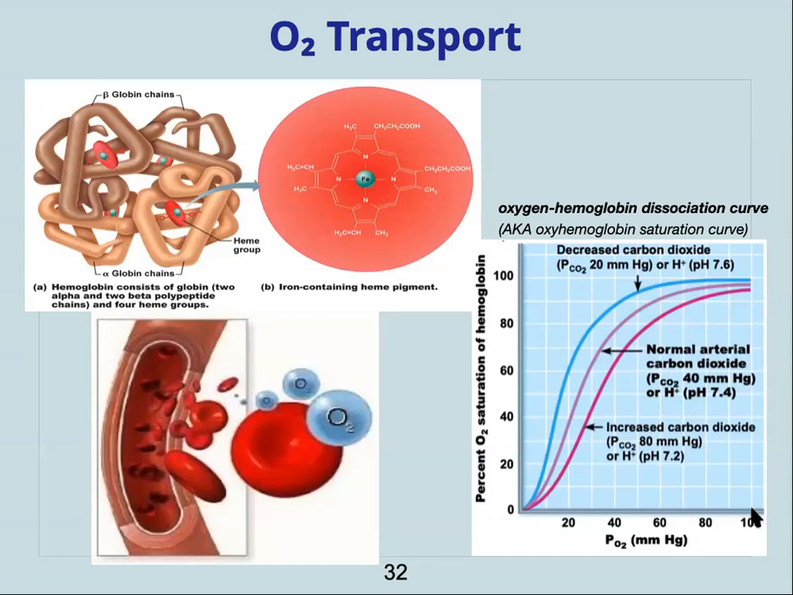around 100, 98% of the hemoglobin is bound to oxygen. So in other words, as the blood is passing through lungs under normal conditions, hemoglobin will readily pick up nearly the maximum amount of oxygen that it can possibly carry.